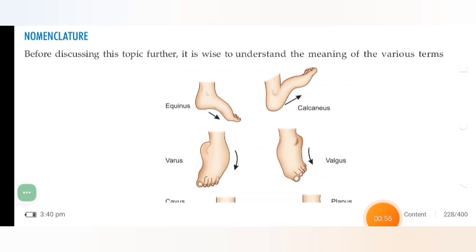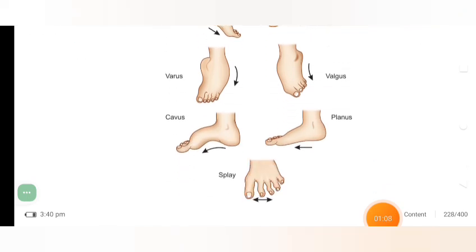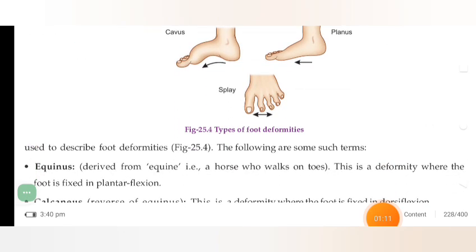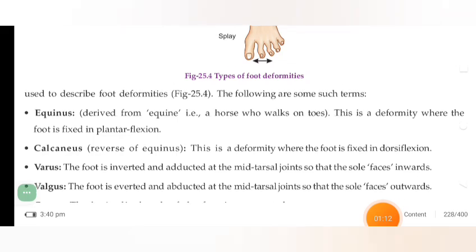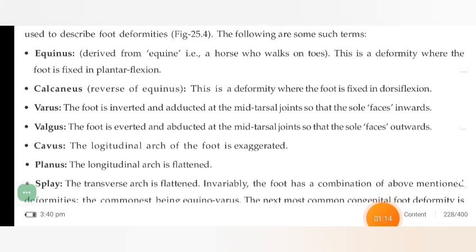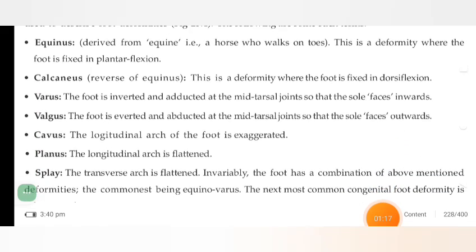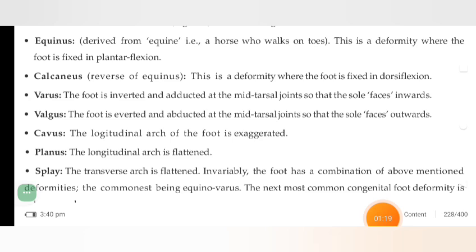Now, nomenclature. Before discussing this topic further, it is wise to understand the meaning of the various terms. The first are equinus, calcaneus, varus, cavus, valgus, planus, and splay. These are the types of foot deformities. First is equinus, derived from equine, a horse that walks on its toes. This is a deformity where the foot is fixed in plantar flexion.